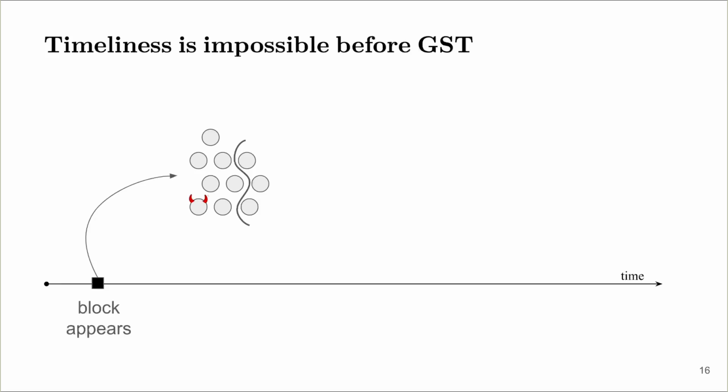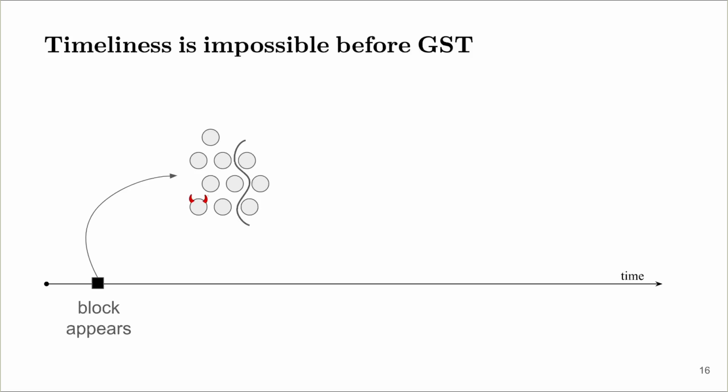Now, what the adversary does is, before GST, she introduces a block with the current timestamp and sends this block to the supermajority of the network. The adversary keeps the communication within the supermajority of the network intact, so messages are exchanged as expected. But for the minority of the network, the adversary keeps these parties isolated. So they don't receive this block.